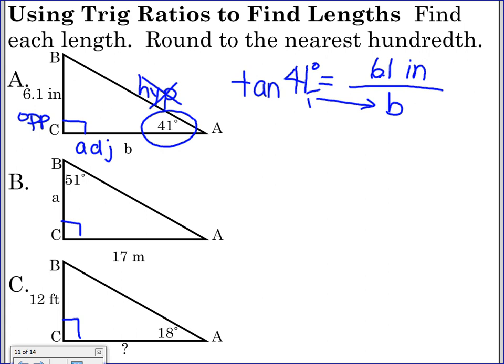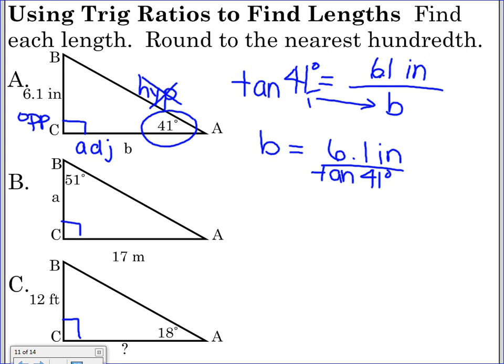This now becomes B. 6.1 inches is still in the top. And in the bottom, it's now tangent of 41 degrees. Okay, so our problem now says 6.1 divided by tangent of 41 degrees.